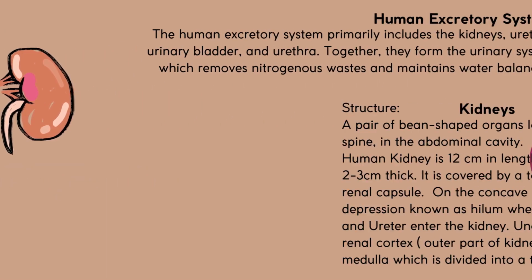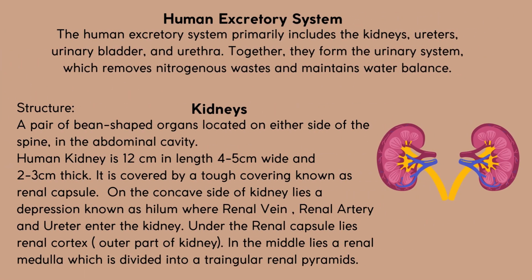Now let's talk about human excretory system. The human excretory system primarily includes the kidneys, ureters, urinary bladder, and urethra. Together, they form the urinary system, which removes nitrogenous wastes and maintains water balance. Let's discuss the role of kidney in detail.